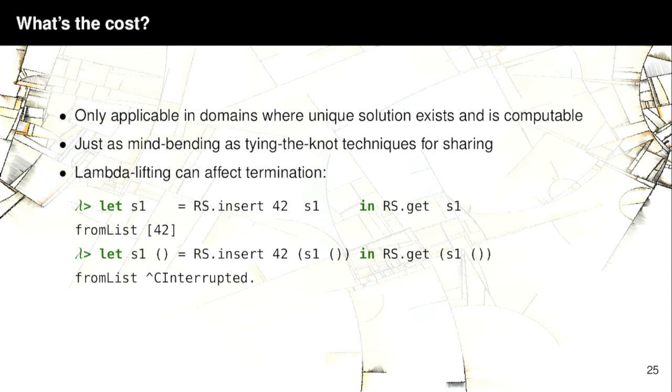So in this way, working with this library is just about as mind-bending as working with other knot-tying tricks, like the ones you may use for memoization or dynamic programming. So it's not completely easy, but it's doable. It's something that Haskell people tend to at least enjoy writing blog posts about. I don't know how much you want to do it in production.